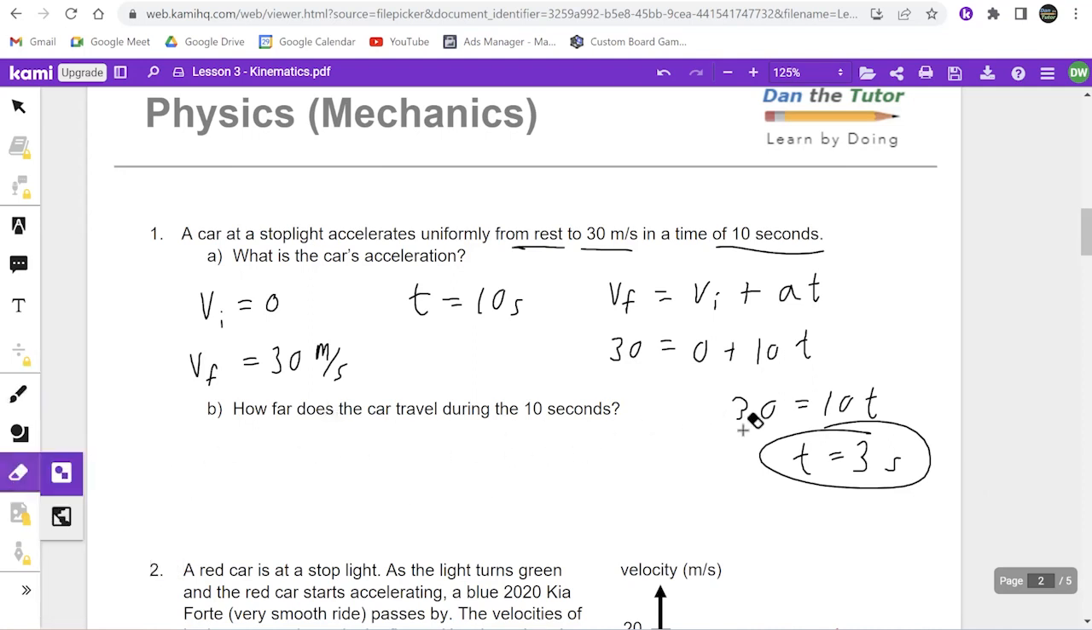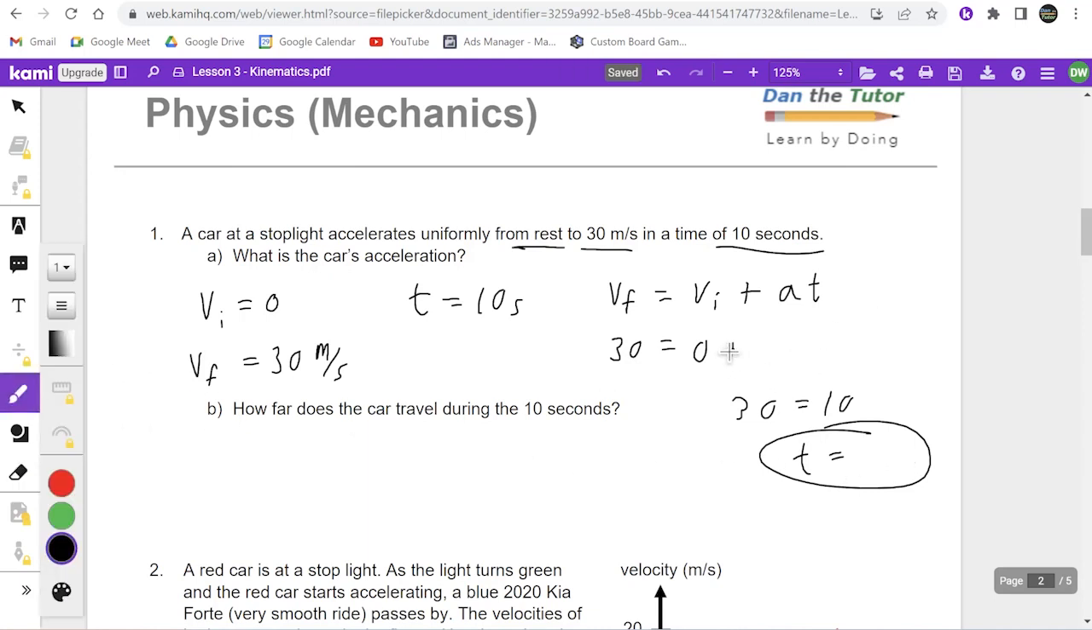I made a big mistake. I plugged in 10 for A instead of 10 for T. Luckily, the answer is the same. I just have the wrong variables. I'm sorry. Oh, I just assumed that you switched the variable signs as we were doing the problem.